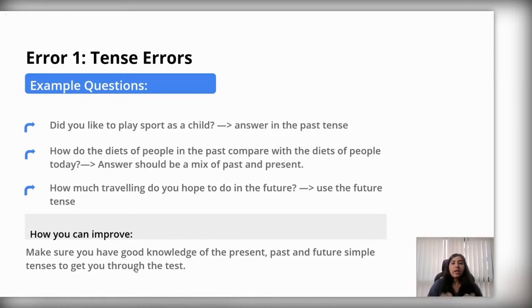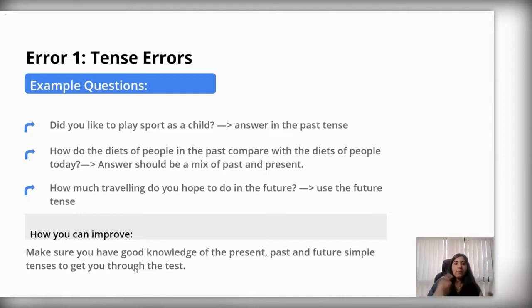All right. And now let's look at an example of future tense. How much traveling do you hope to do in the future? Your answer needs to be in the future. All right. Not maybe answering in the past, like I traveled a lot when I was younger. Okay. So you need to kind of bring in the future. What you can do is, I hope to travel to, maybe give some country names and things like that, and say, give a story as well.